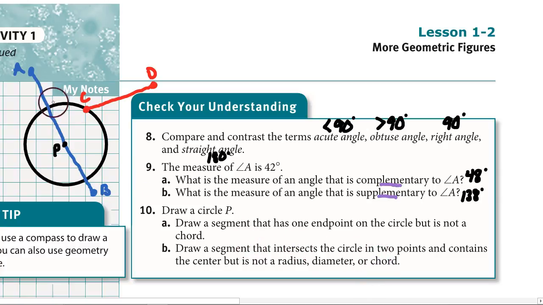Question B, draw a segment that intersects the circle in 2 points. I've done that in blue. It's intersecting here and here. And it contains the center, so the blue segment runs through the center. But this is not a radius, it's not a diameter, and it's not a chord because the endpoints of the blue segment are not on the circle. They are in the space outside of the circle, here and here.